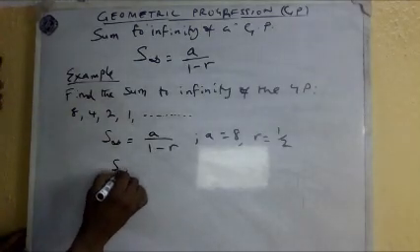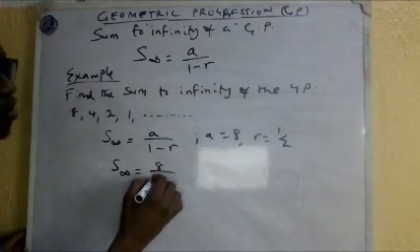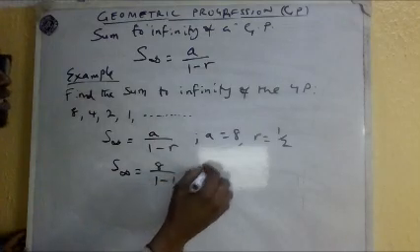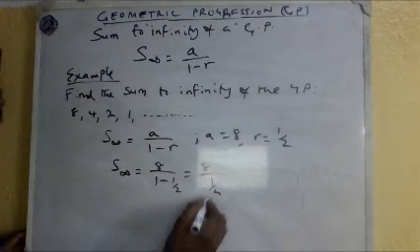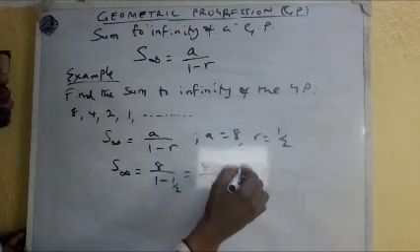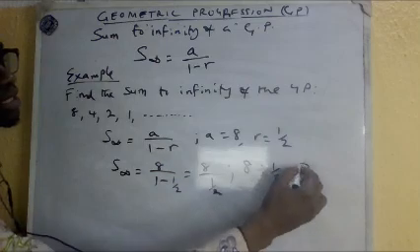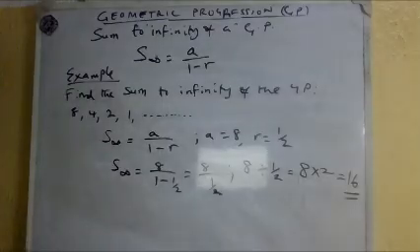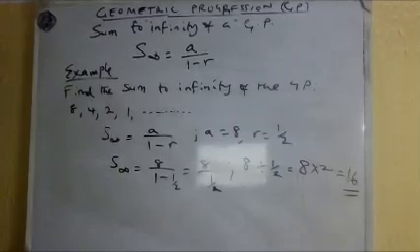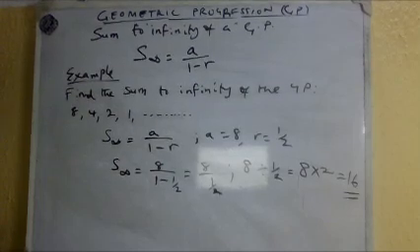So S to infinity is equal to 8 over 1 minus 1 over 2, which is simply saying 8 over 1 over 2. And this is division. So 8 divided by 1 over 2 is the same thing as saying 8 times 2, which is what? 16. The answer. So that is the sum to infinity of that GP. So you just apply that formula and you get your answer.